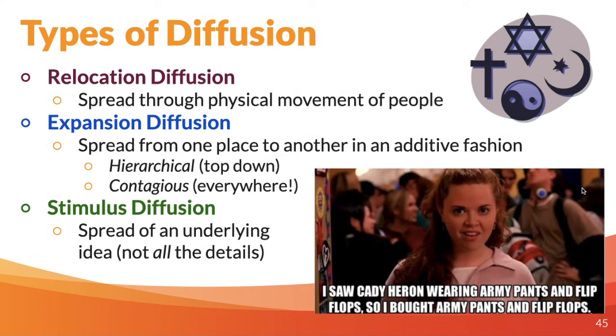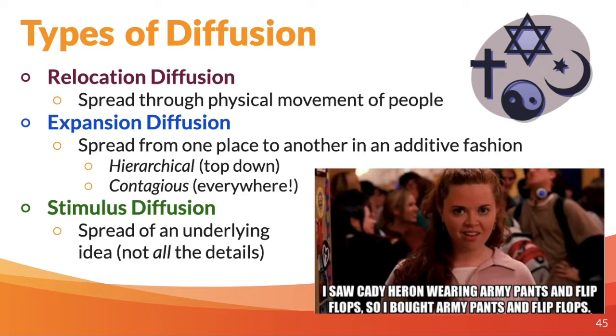Now, there's different types of diffusion that can occur. It happens all the time in classrooms, for example, in the hallways. As you see in the meme from Mean Girls down here, this girl says, "I saw Katie Heron wearing army pants and flip-flops, so I bought army pants and flip-flops." That is a perfect example of diffusion, simply copying what someone else is doing.